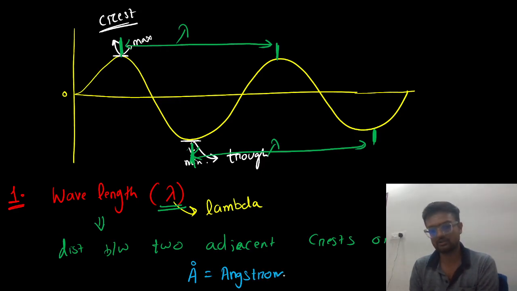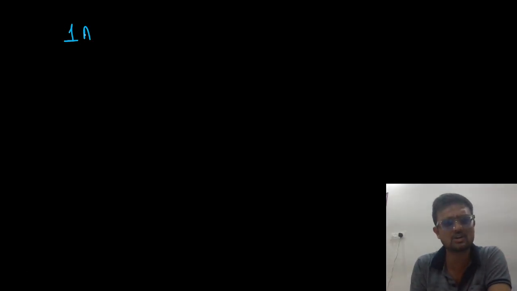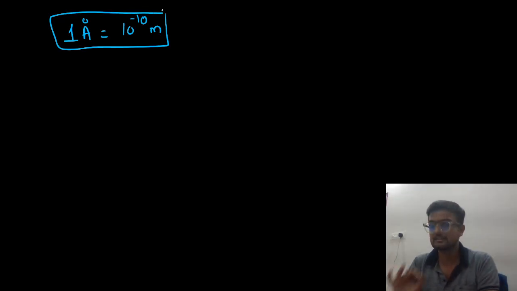Angstrom. This is the unit to measure length. So what is angstrom basically? 1 angstrom is equal to 10 to the power minus 10 meter. 10 to the power minus 10 meter is called 1 angstrom. Okay, remember this.